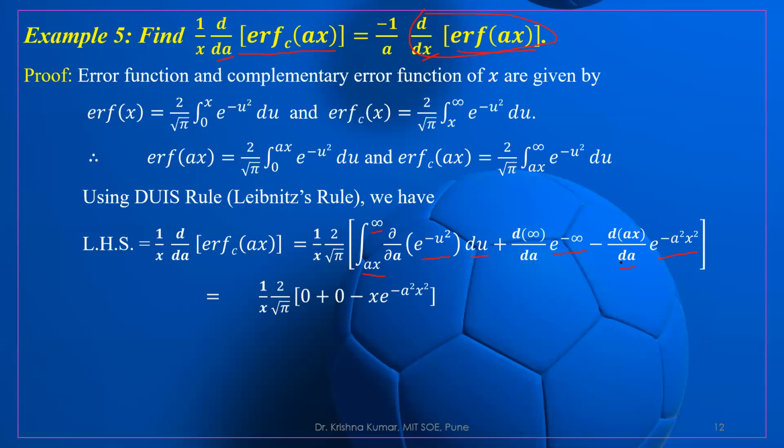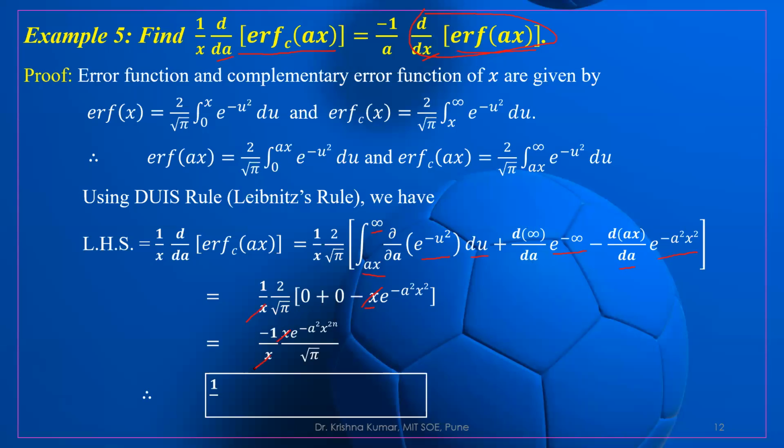Derivative of ax with respect to a is x. This is x. Okay. And now this x and this x will cancel. So what are we getting? We are getting 1 upon x d by dx of complementary error function of ax is equal to minus 2, there is a 2 over here also, so minus 2 e to the power minus a square x square divided by root pi. So this is the left hand side.